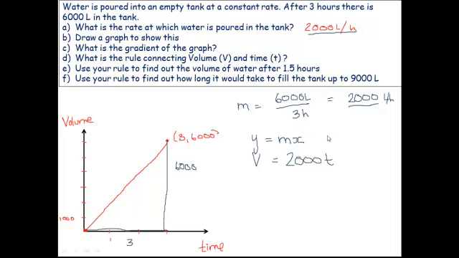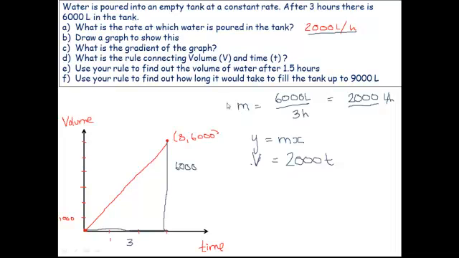Okay, we don't have a plus c because it goes to the origin. On the y-axis, we have volume. So instead of just using the variable y, because it's in a context, it's a word problem, we can use v for volume. 2,000, remember, is our gradient, and x, what's on the x-axis, is time. So 2,000 times t, okay?